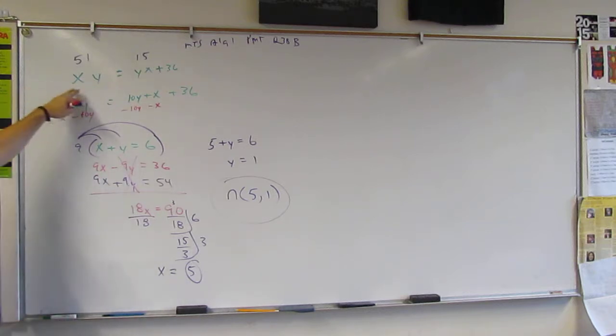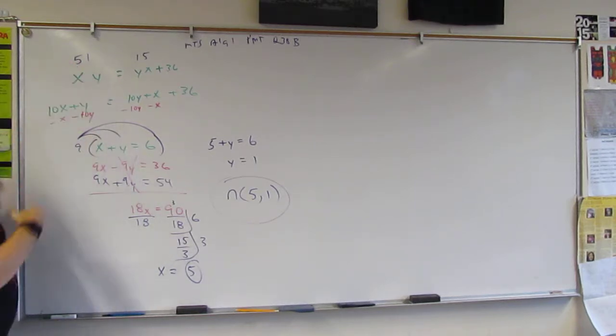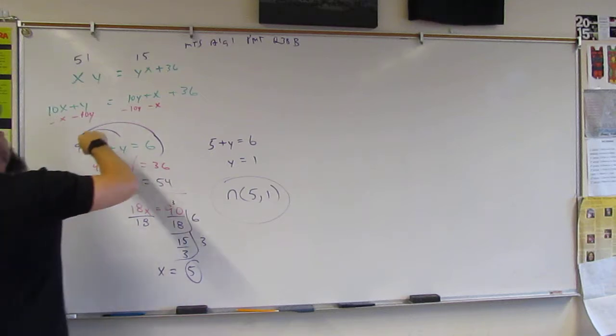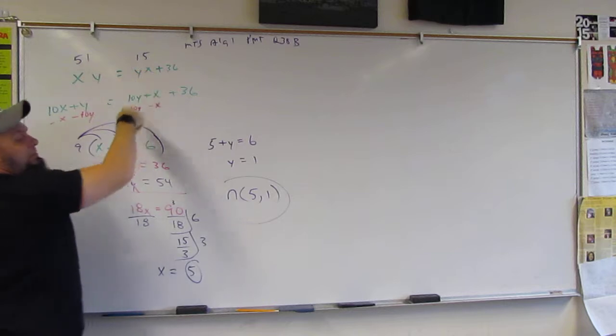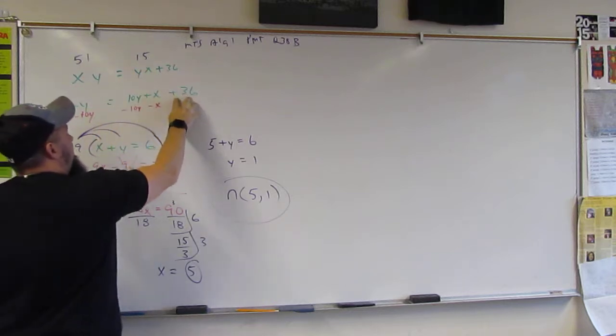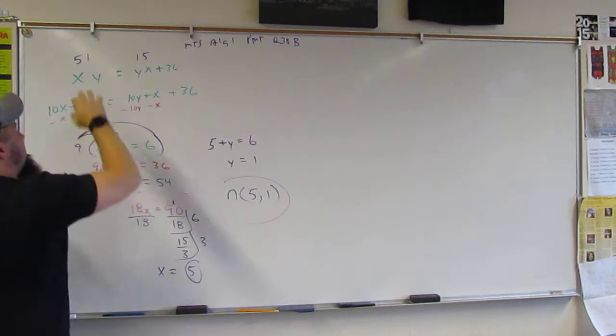So x is in the tens column. So we got 10 times the x, right? Plus the y is going to be whatever number this is. And then we've got 10 times the y plus the x is going to be whatever number this is. And then we're going to be adding the 36 to get it back to that big number. So 51 and 15.